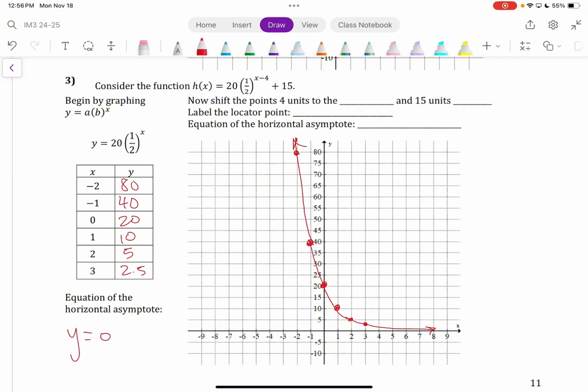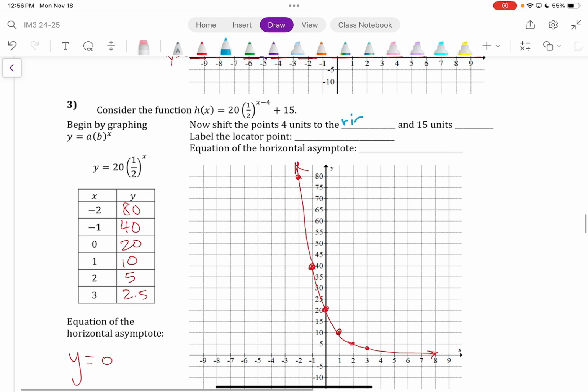Horizontal asymptote y equals 0. Shift to the right and up. New locator point is going to be 4, 35. New asymptote is y equals 15. And here's the new graph.